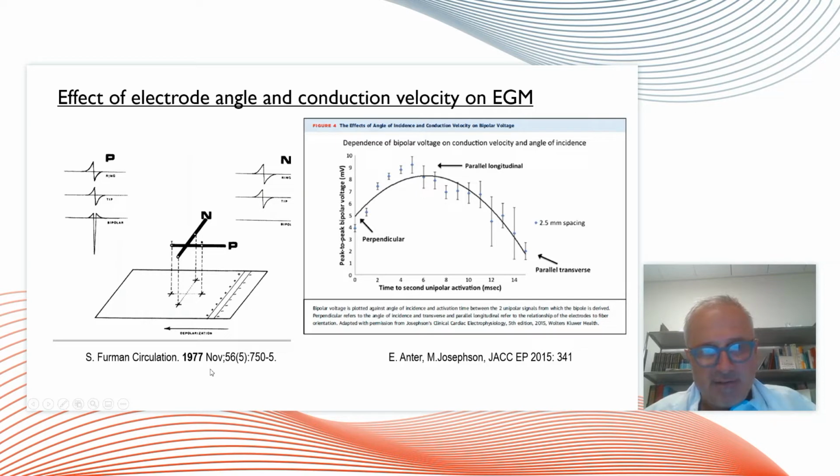Since 1977, we know that the bipolar signal is dependent on direction. If the activation comes sequentially to both poles, you get a very big spike. If it goes simultaneously to both poles, you get the flat line. And anything in between will give you any morphology of the signal, whatever you want. So that's a reason why multipolar catheters are used for bipolar mapping, like Pentaray or the grid.